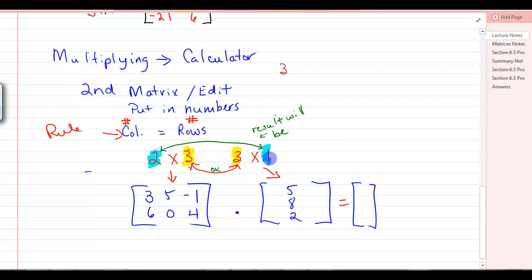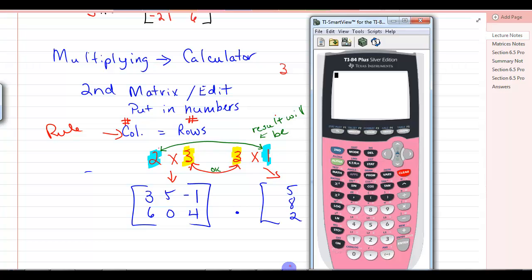The outside numbers, 2 by 1, tell you what size your answer will be. So this 2 by 3 times this 3 by 1 is going to equal 2 rows, 1 column. Now, how are we going to do that? Let's get the calculator up here.